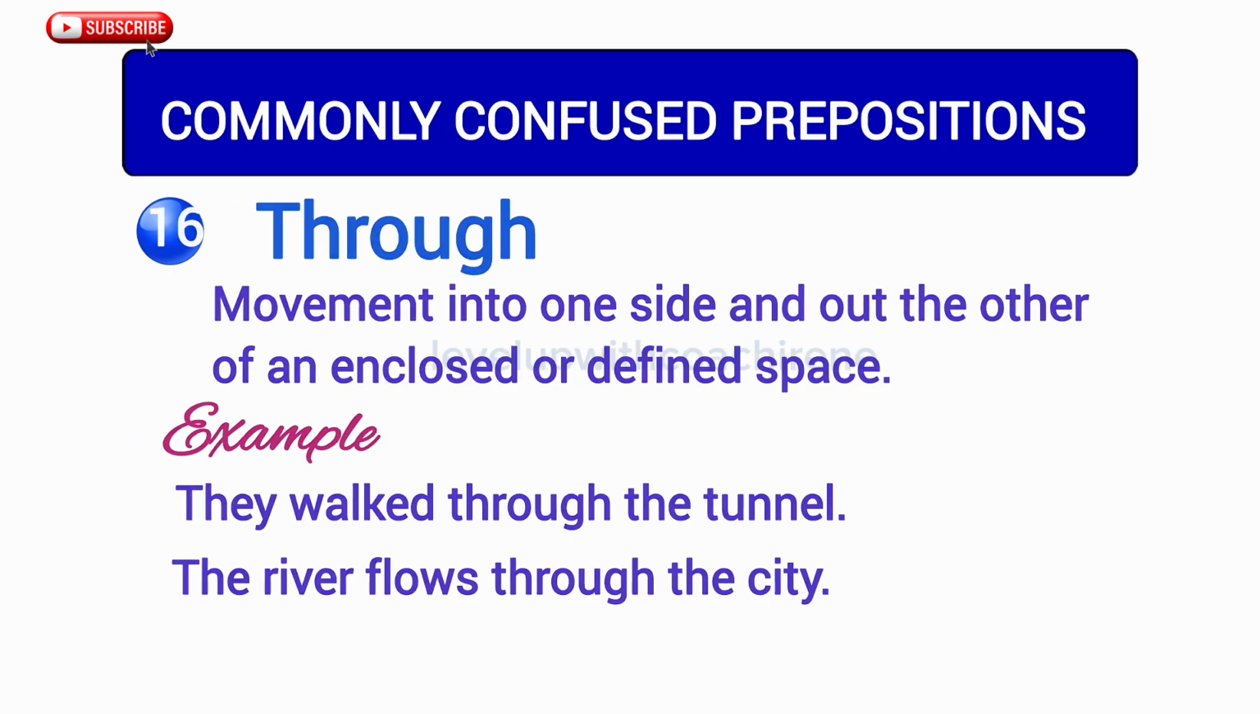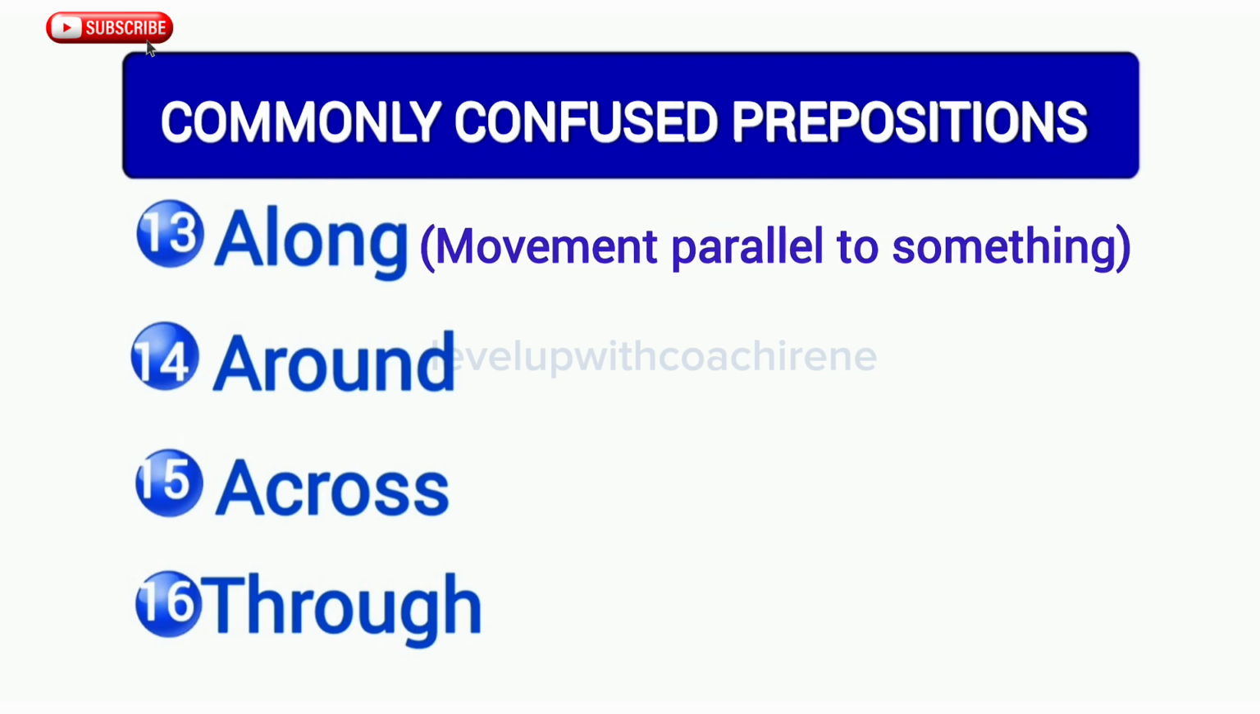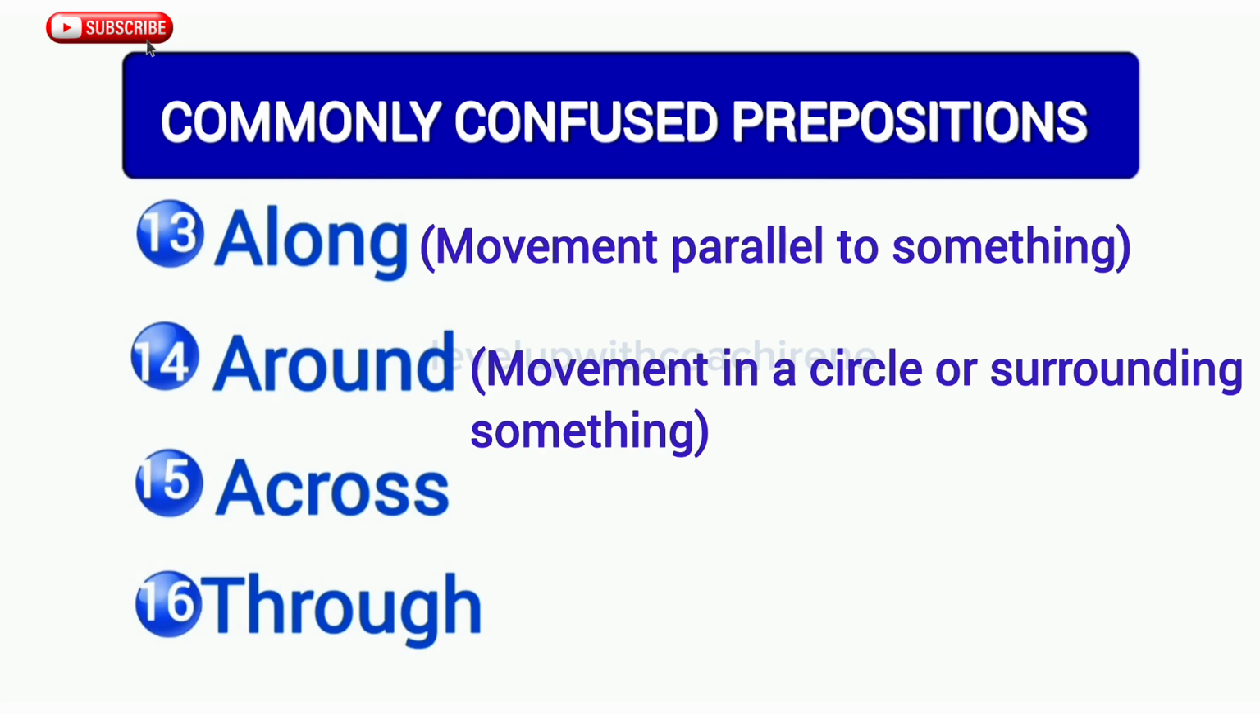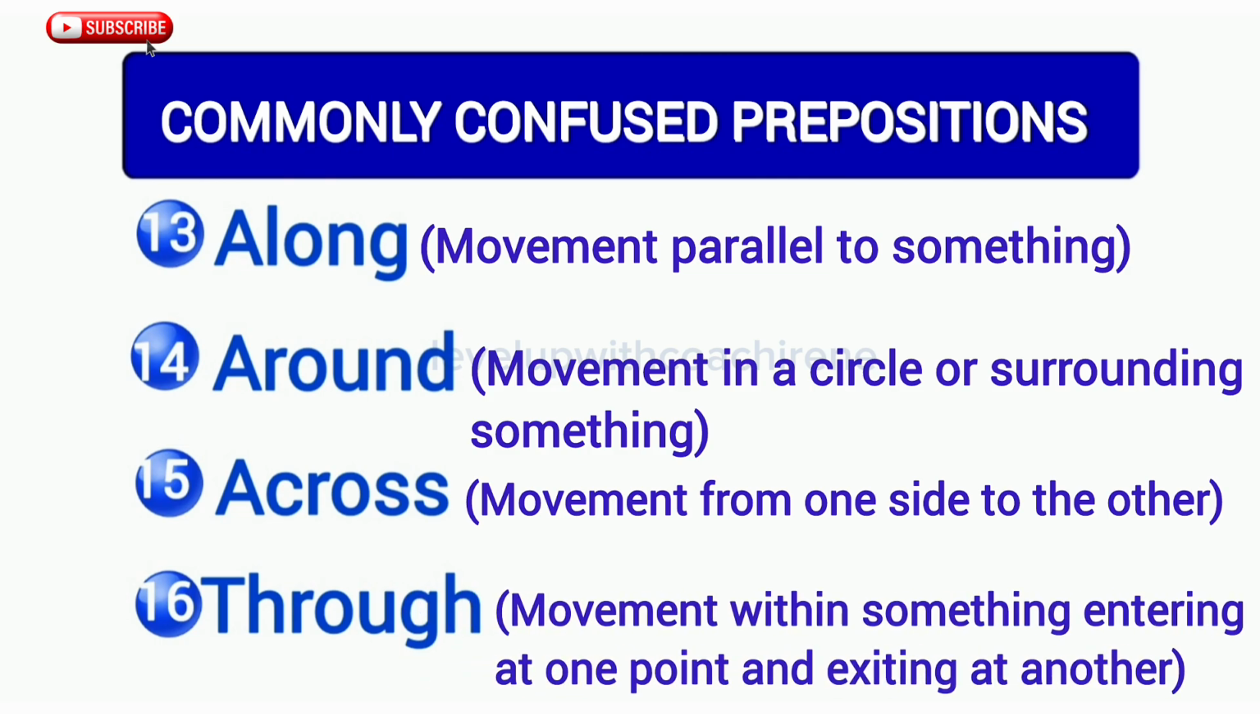The key differences between along, around, across, and through include: along suggests movement parallel to something. Around, movement in a circle or surrounding something. Across, movement from one side to the other. Through, movement within something, entering at one point and exiting at another.